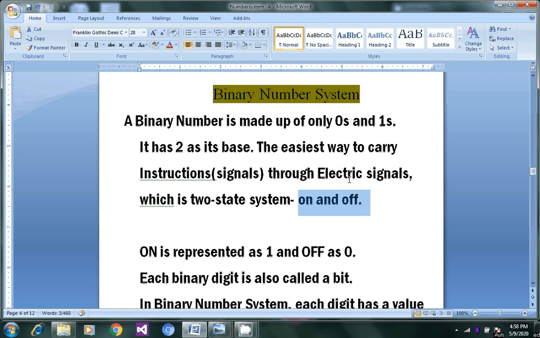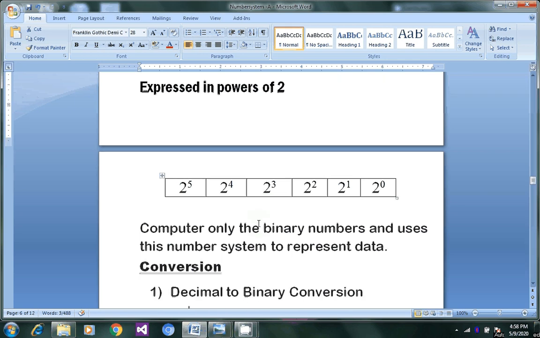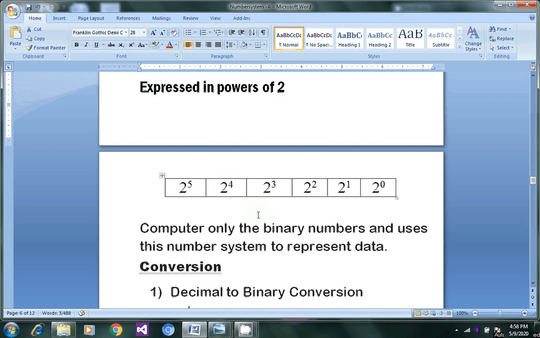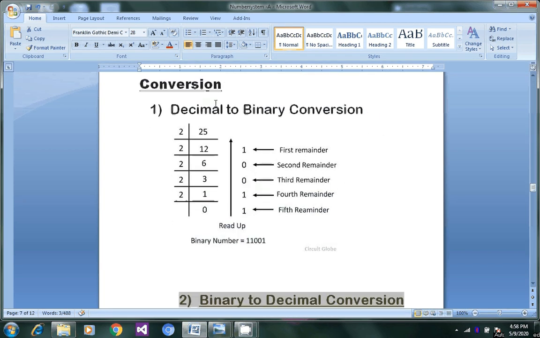A computer understands only the binary number system and uses it to represent data. One more thing you have to know is that the binary number system was invented by a German mathematician, Gottfried Leibniz. Now the next topic in your syllabus is conversion. In this part, the first conversion is decimal to binary conversion.